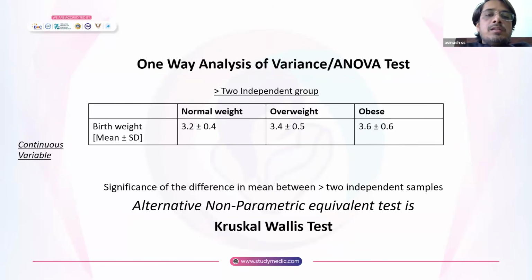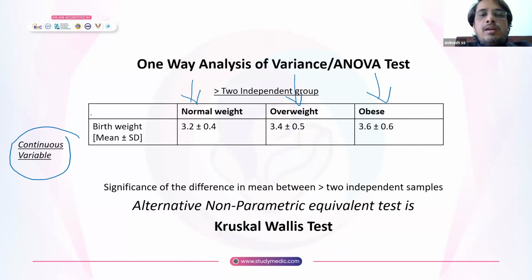Now let us see the birth weight. Is it different in women with normal weight, in women with overweight, and in women who are obese? Is the birth weight different? You know, the birth weight is a continuous variable and there are more than two independent categorical groups, and these are all mutually exclusive, independent. Okay, each group is independent of the other.